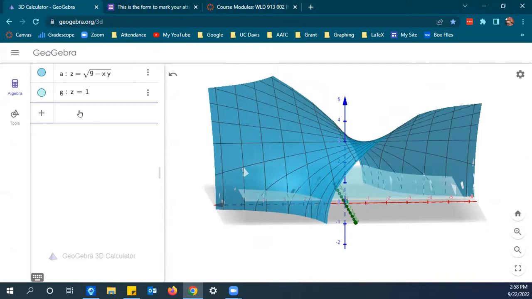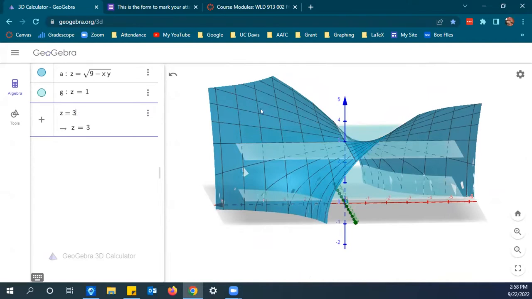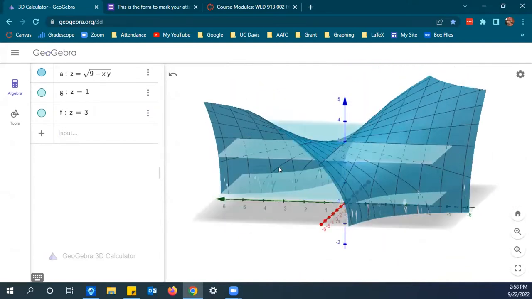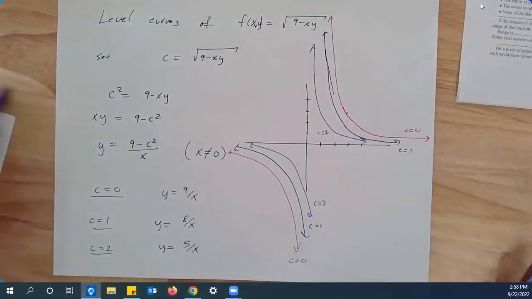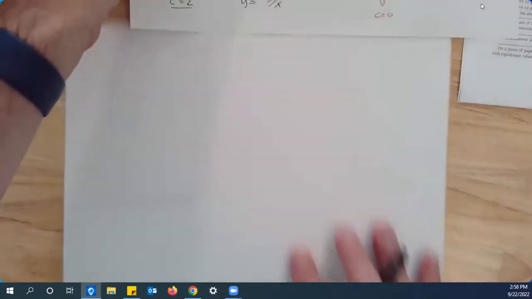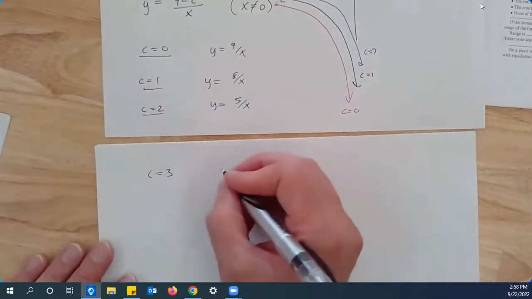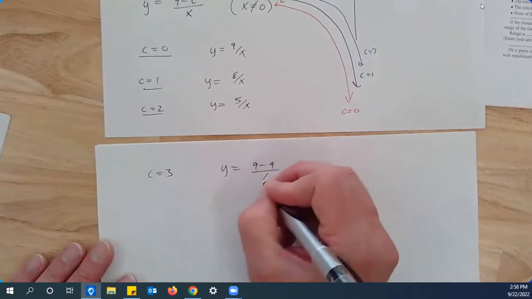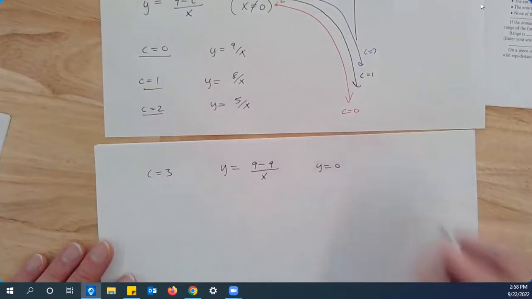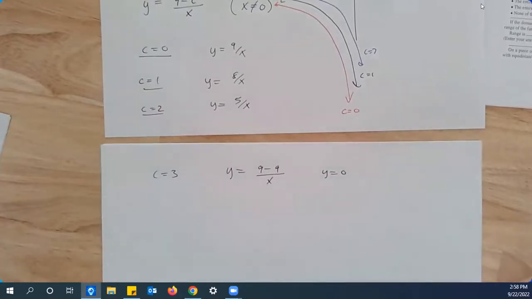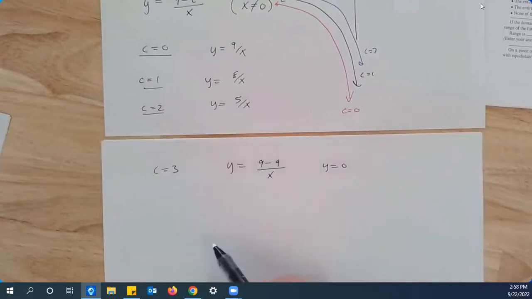And you can go higher. And there's another level curve. Well, that one's an interesting choice. That level curve is actually the coordinate axis. So if we go back to our example real quick, I know it is 258, so I will wrap it up here. If you let c equal 3, you're left with y equal to 9 minus 9 over x, which is y equal to 0, which is the horizontal axis. But the thing is, when you solve for y, sometimes you get a little bit dicey.